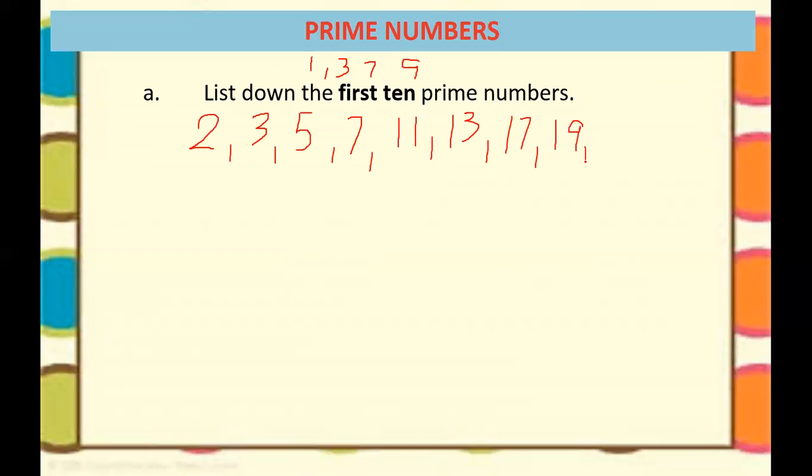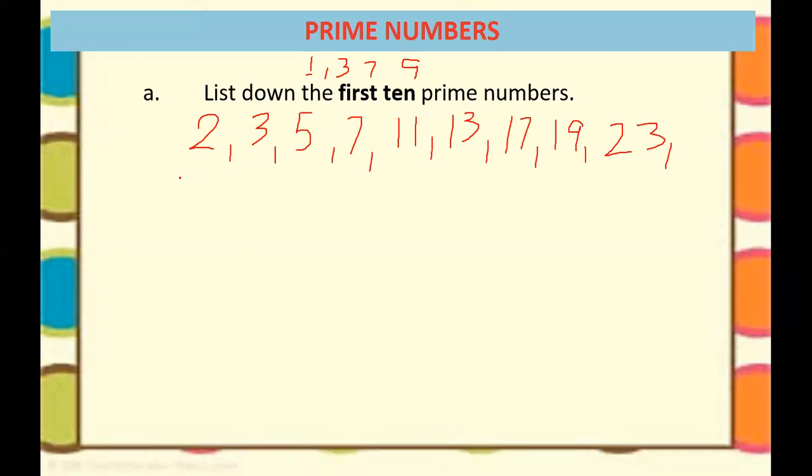Okay, what else? Does 21 belong to prime numbers, because it ends with 1? No, because it has 1 times 21 and 3 times 7. It has 4 factors, so no, 21 doesn't belong to prime numbers. So how about 23? Yes, because it's only 1 times 23.